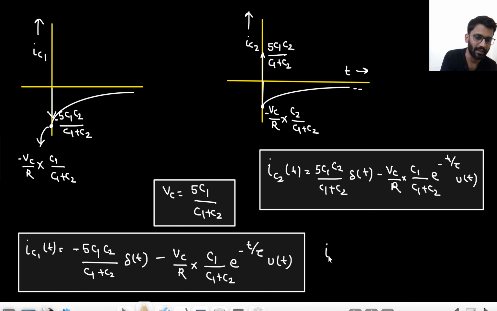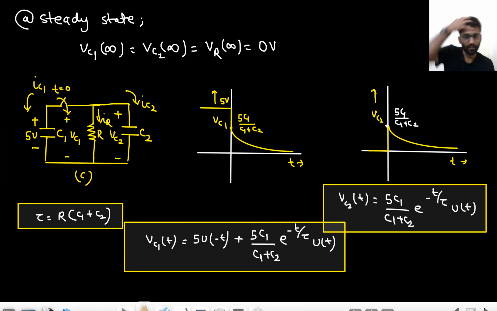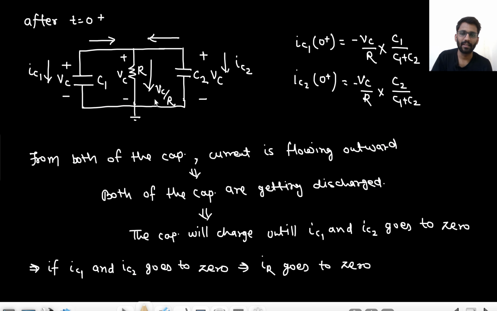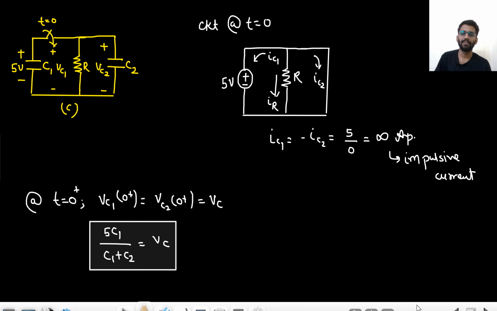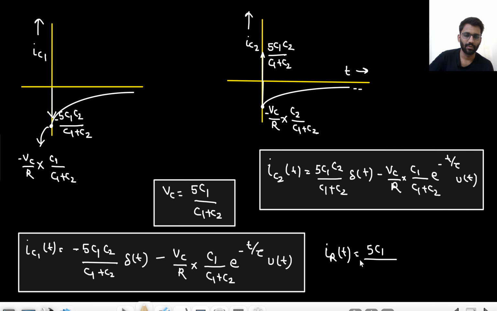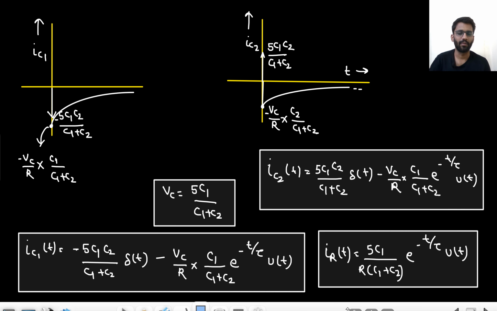What will be the equation of IR(t)? The current goes 5C1. What is the voltage that we develop? 5. What is IR? VC by R. IR at t equals 0 plus is VC by R. What is VC? VC is 5C1 upon (C1 plus C2). So 5C1 upon (C1 plus C2) by R. Then it goes down to 0. So this is the expression of IR(t). You can make the graph on your own, simply from here to 0. So this is the complete analysis of all the circuits.